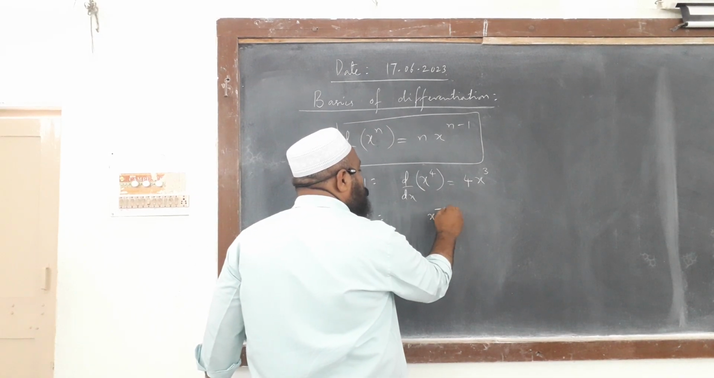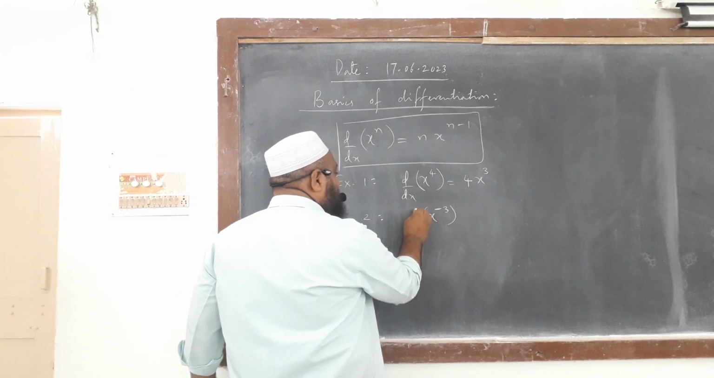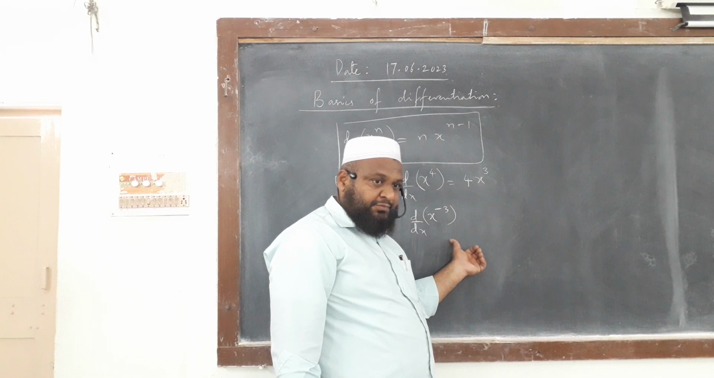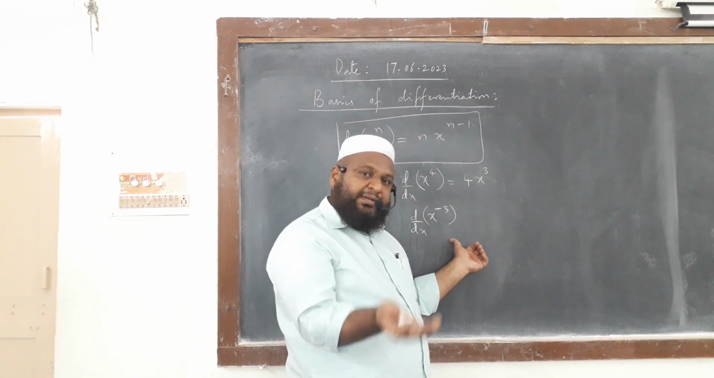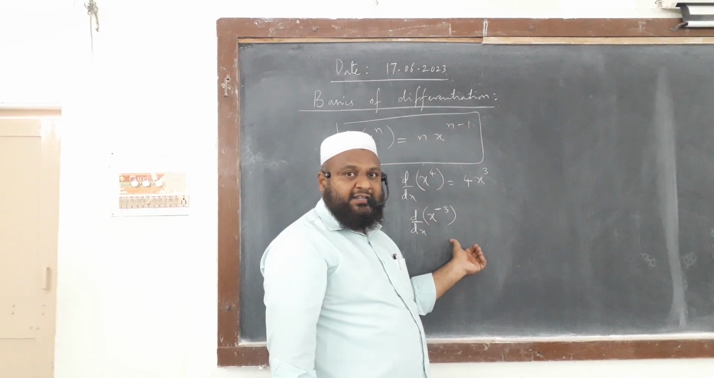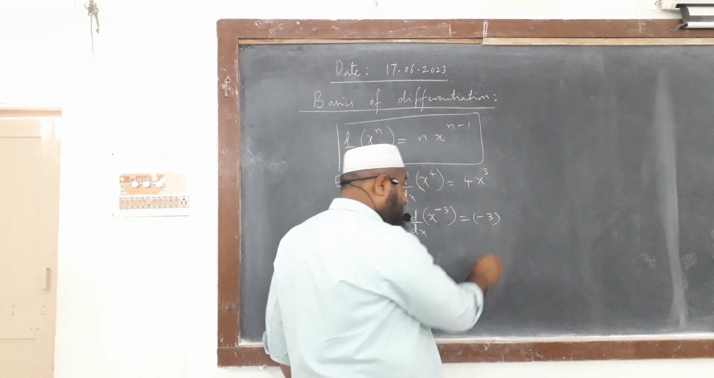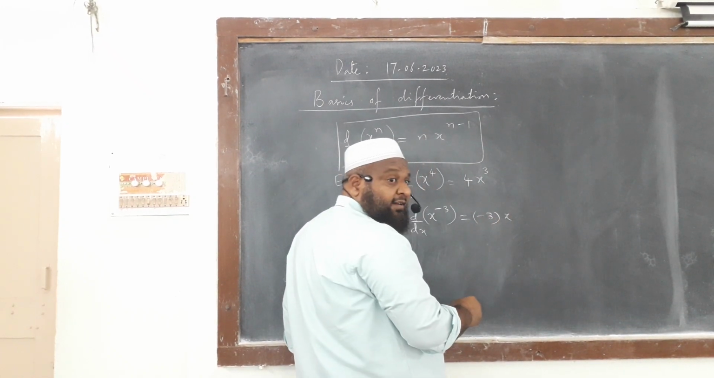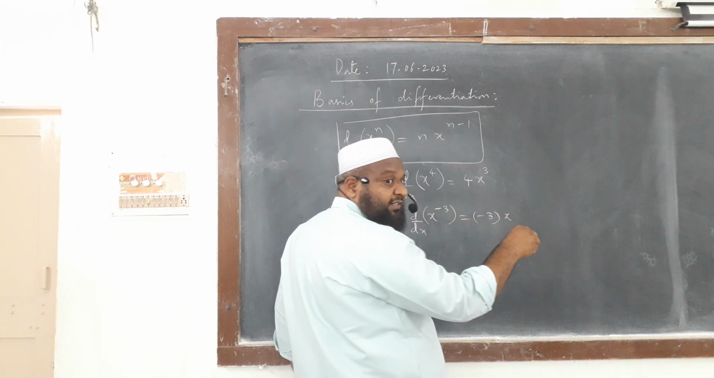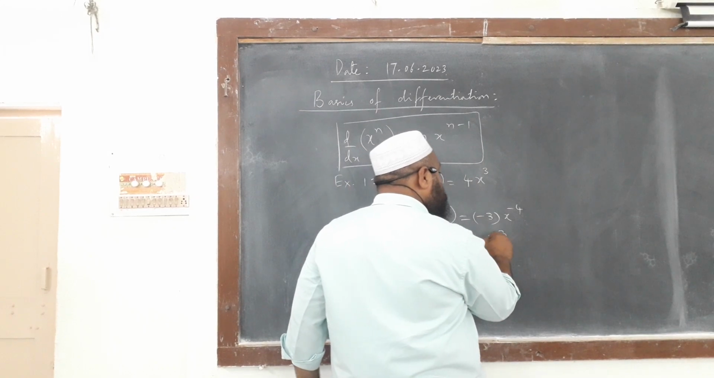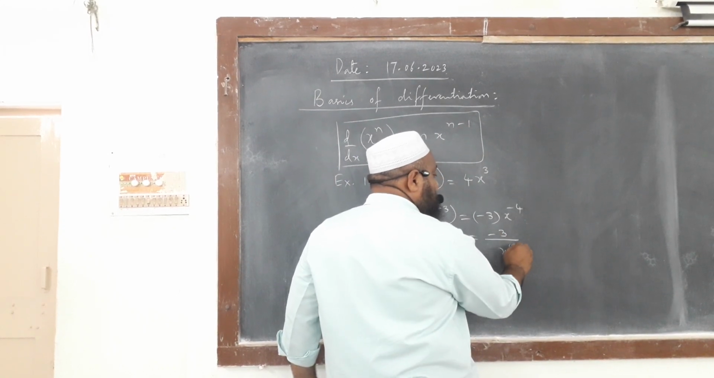Let us work out with a negative power. x to the power of minus 3, suppose. It may also appear like 1 by x cube. If it is 1 by x cube, make it as x to the power of minus 3. Now that minus 3 will appear here. That same variable x will be there. Minus 3 minus 1 becomes minus 4. And that can be written as minus 3 divided by x to the power of 4.